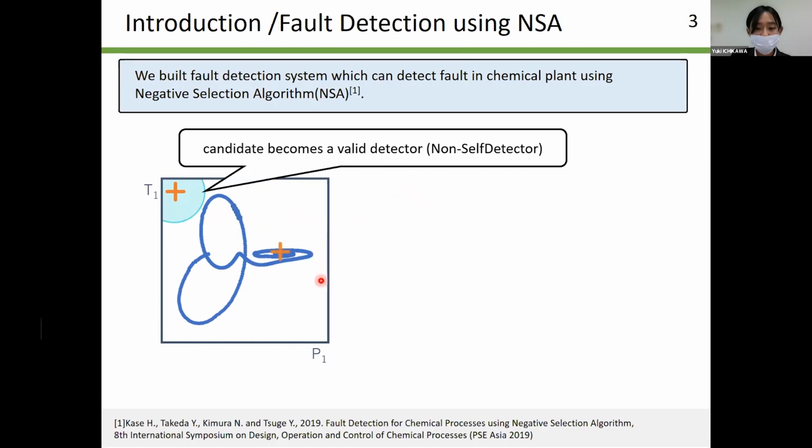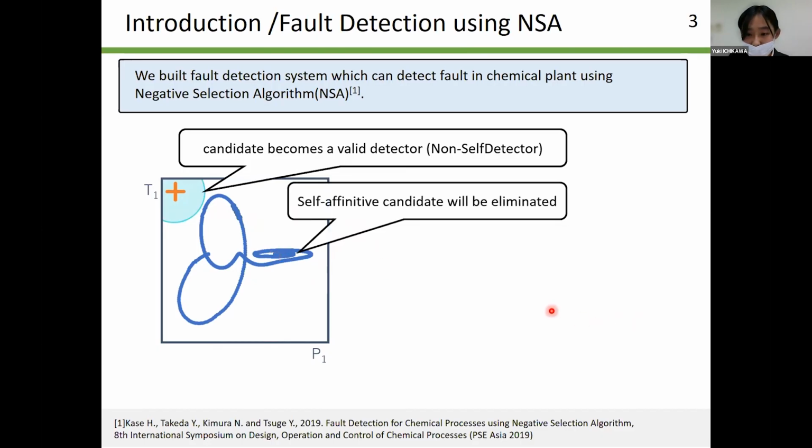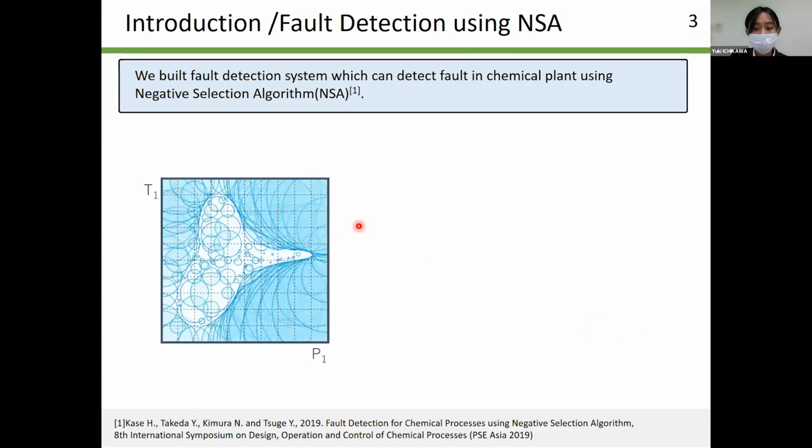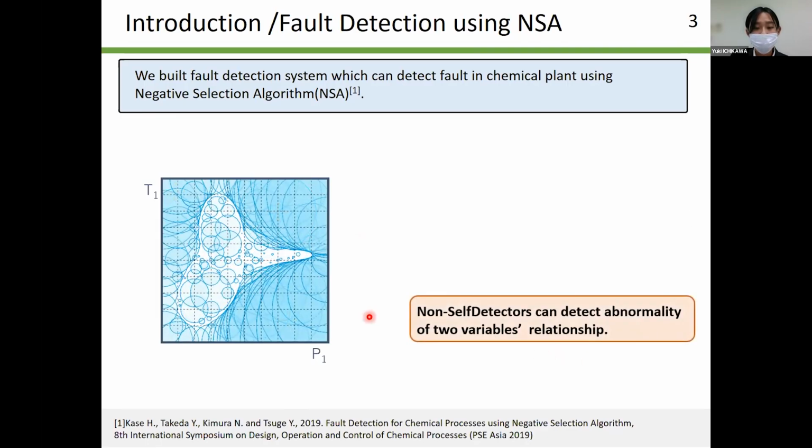If the candidate is placed in the normal area, the candidate will be eliminated because it is a self-affinitive candidate. By repeating this procedure, we obtain non-self detectors sufficiently covering the non-self area. These non-self detectors can detect abnormality of two variables' relationship.